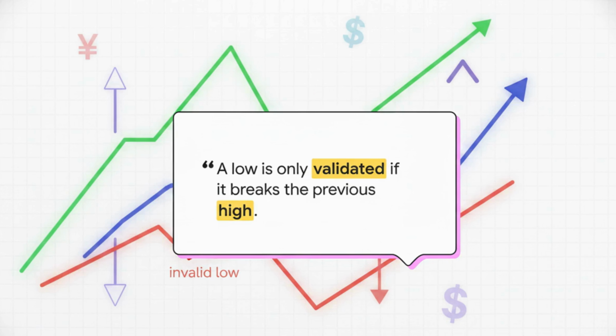Listen to this. A low is only validated if it breaks the previous high. I'm going to say that again because it's the bedrock of this whole strategy. A low is only validated if it breaks the previous high. If a price dips but doesn't break that previous high, it is not a valid structural low. So if the price drops below it later, the uptrend remains completely intact. It's wild how many people get shaken out by that.